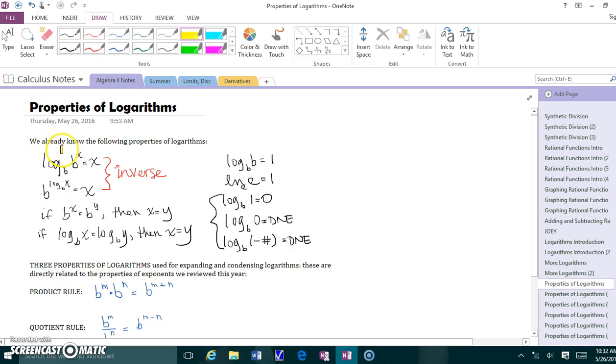Tomorrow we're going to use these notes to solve more difficult types of equations, and then we're almost done with the logarithm stuff you need to know.